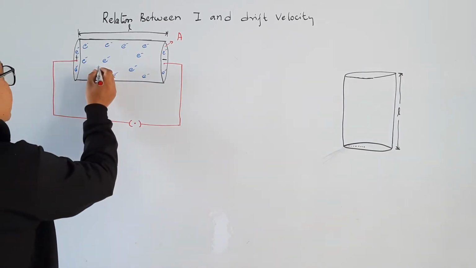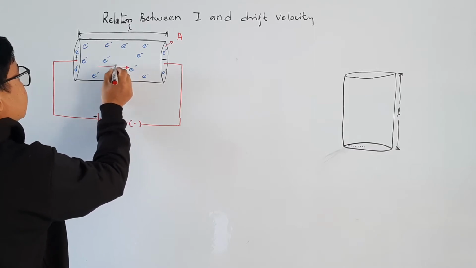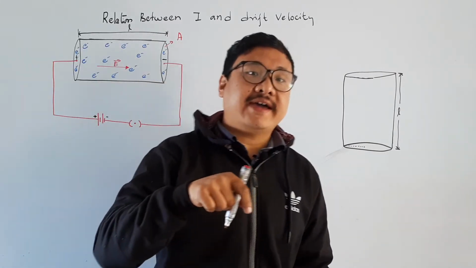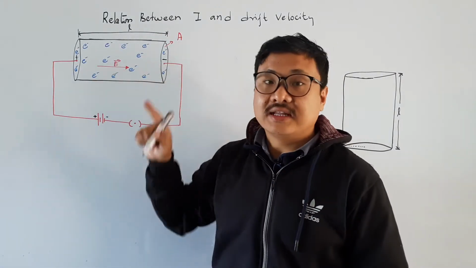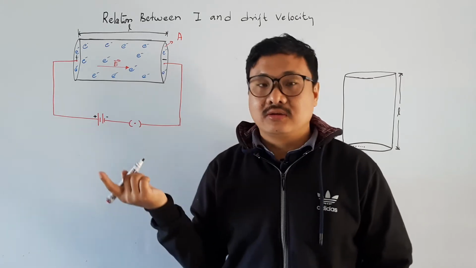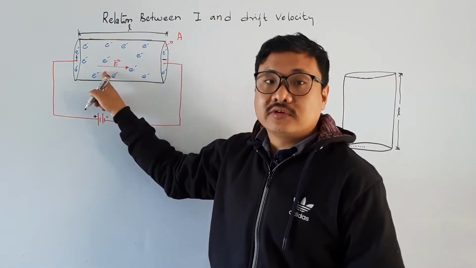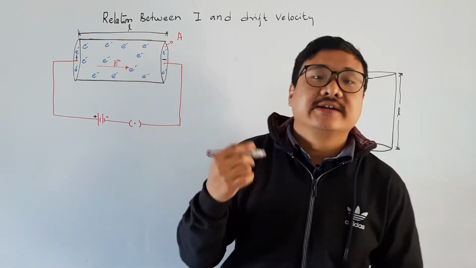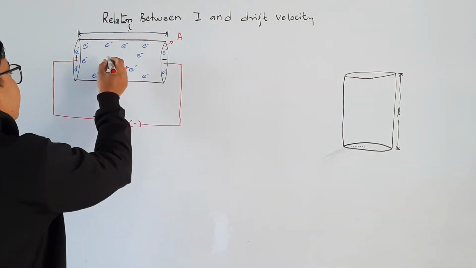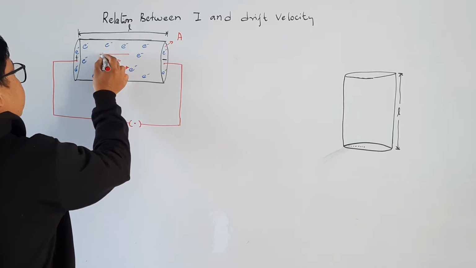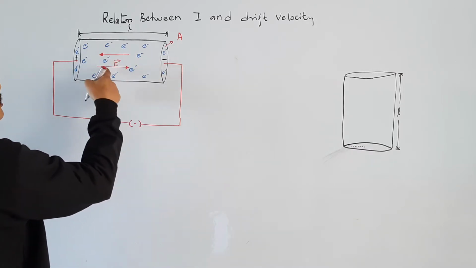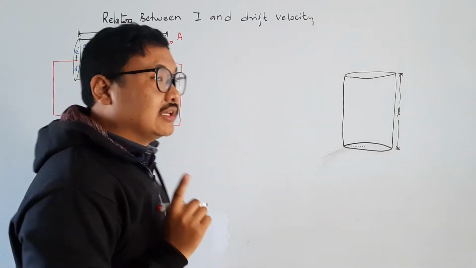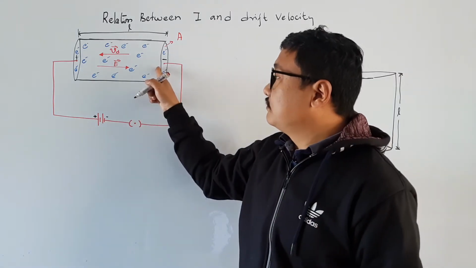Inside this there will be an electric field in this direction, from positive to negative. What will be the action of the electrons in the presence of the electric field? They will experience a force, and the direction of the force is opposite to the direction of the electric field because electrons are negatively charged. Now there will be a net drift of the electrons in this direction, opposite to the electric field, and this is the drift velocity. So the electrons will drift from negative to positive.